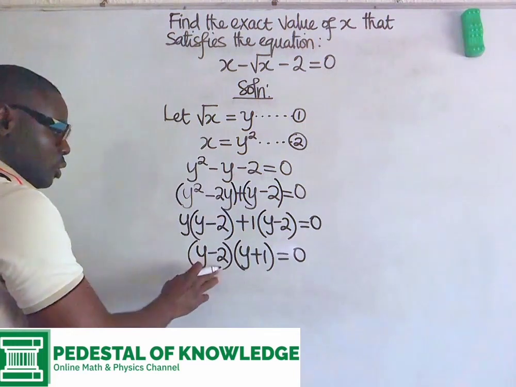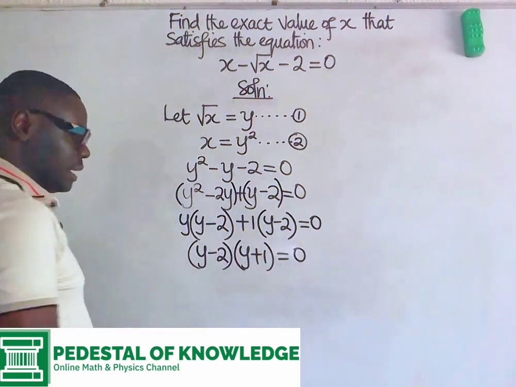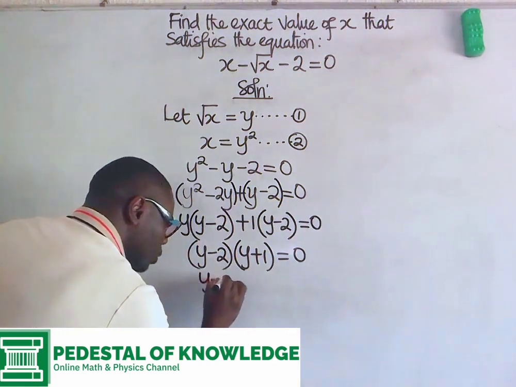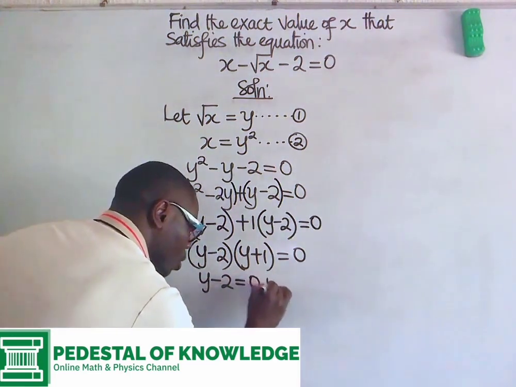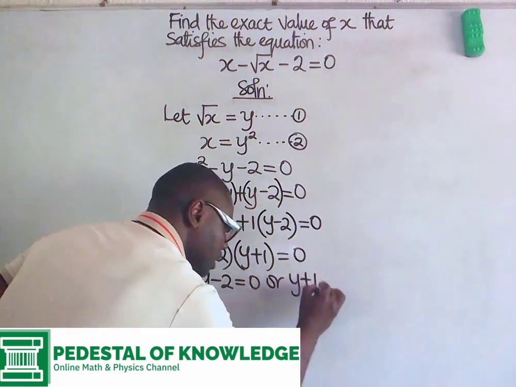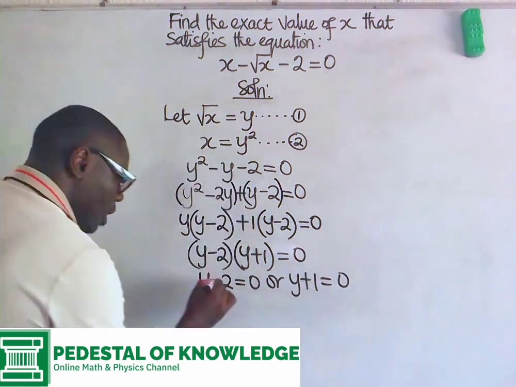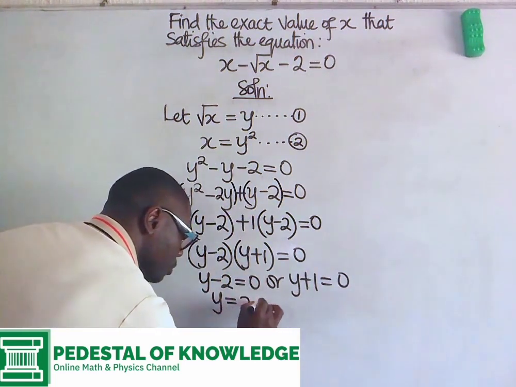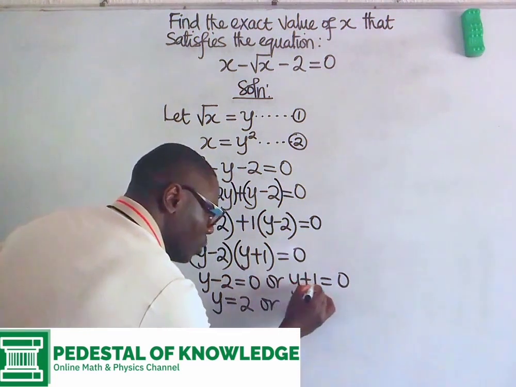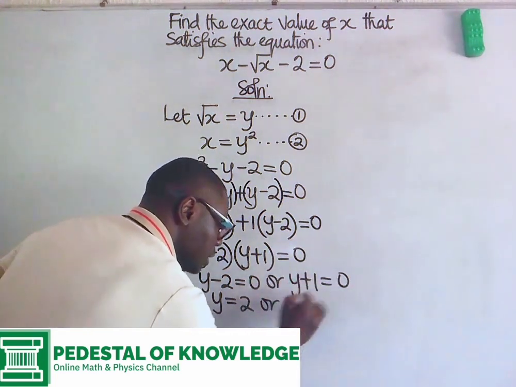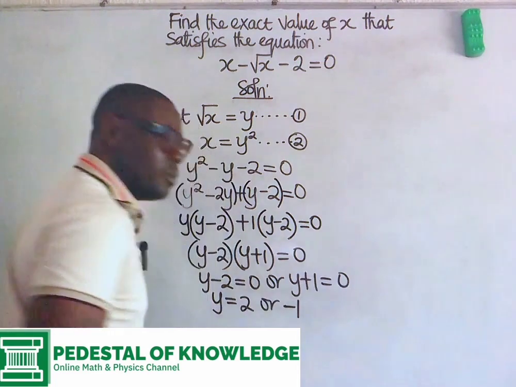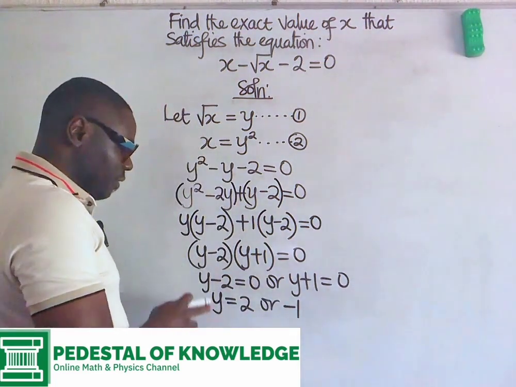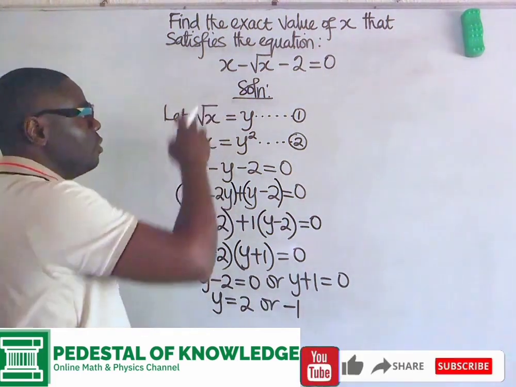Now, if the product of two numbers is equal to 0, then each of them must be equal to 0. So that means that y minus 2 is equal to 0, or y plus 1 is equal to 0. And if y minus 2 is equal to 0, therefore y is equal to 2. If y plus 1 is equal to 0, that means that y is equal to minus 1. I hope you are getting what we are saying. Alright, but remember that we are not asked to find the value of y. Rather, we are asked to find the value of x.